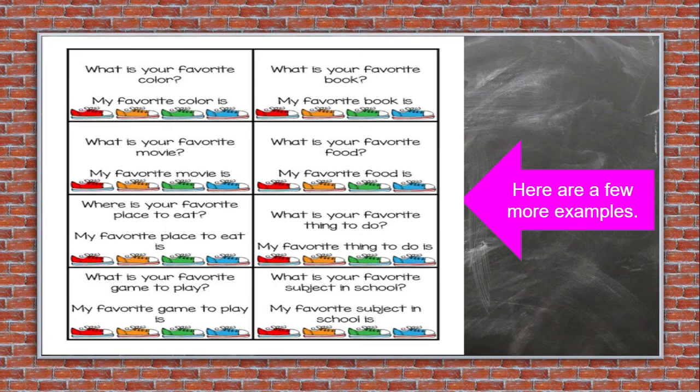What is your favorite food? My favorite food is. Why don't you ask your friend and write down their answer? Where is your favorite place to eat? My favorite place to eat is blank. What is your favorite thing to do? My favorite thing to do is, then write down your answer. What is your favorite game to play? My favorite game to play is blank. What is your favorite subject in school? My favorite subject in school is blank.